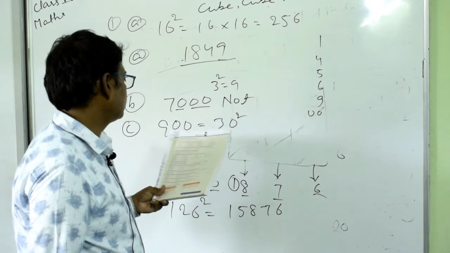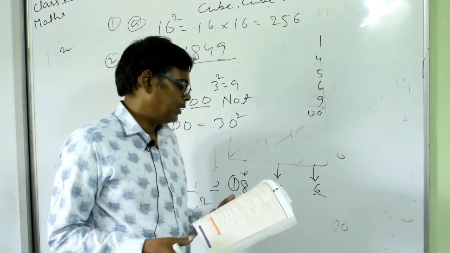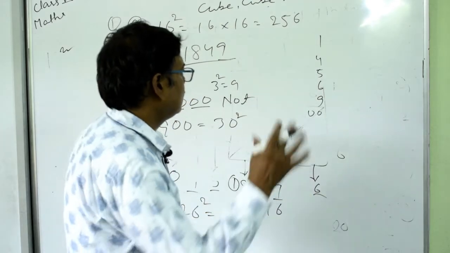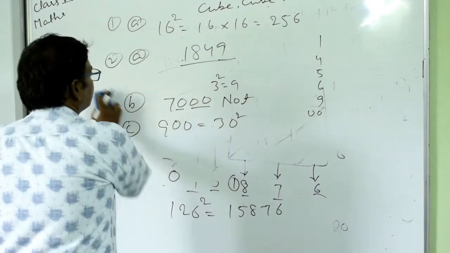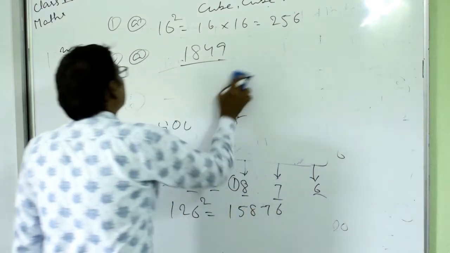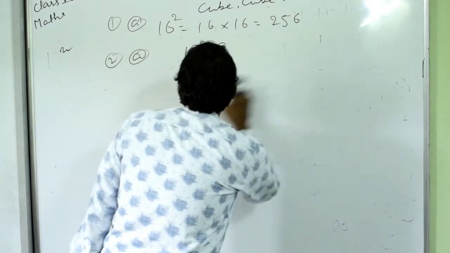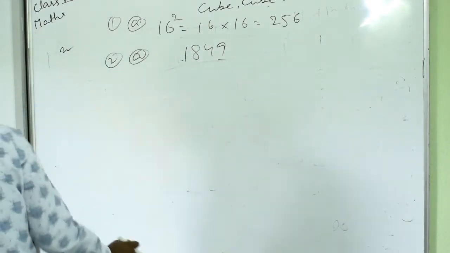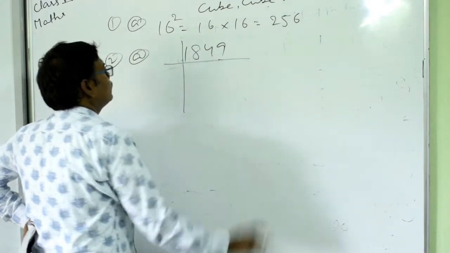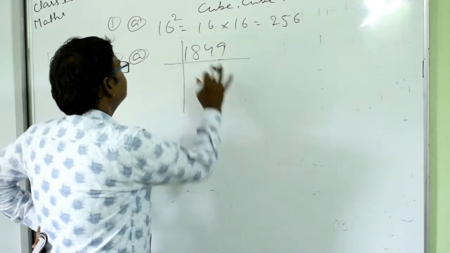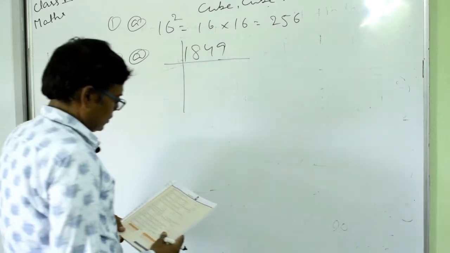Also, if you want to be sure which number is a perfect square, then you will factorize that number. You will find the prime factors of that number, and then you will find the pairs. For example, question number A. In this, find the factors of this number. So this number will not be divisible by 3.